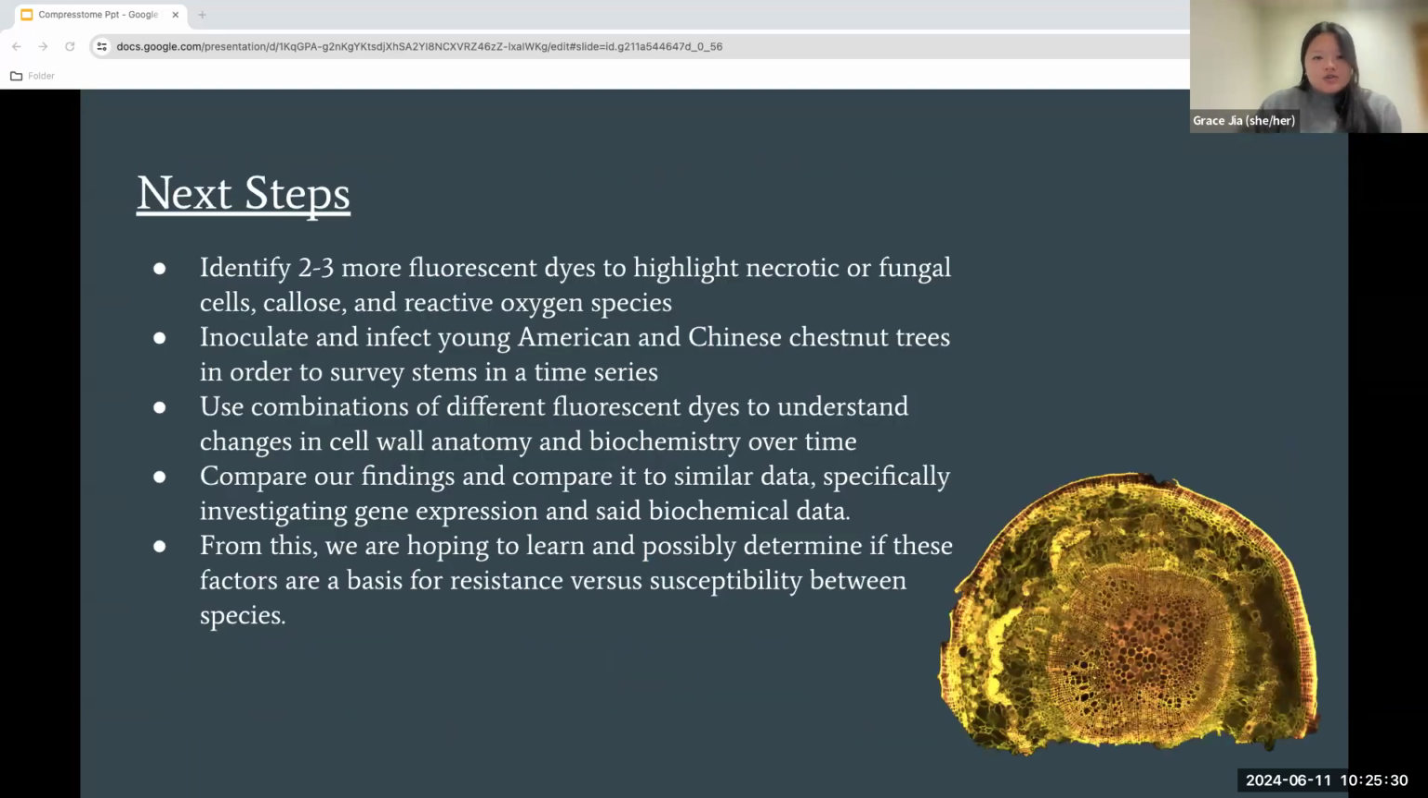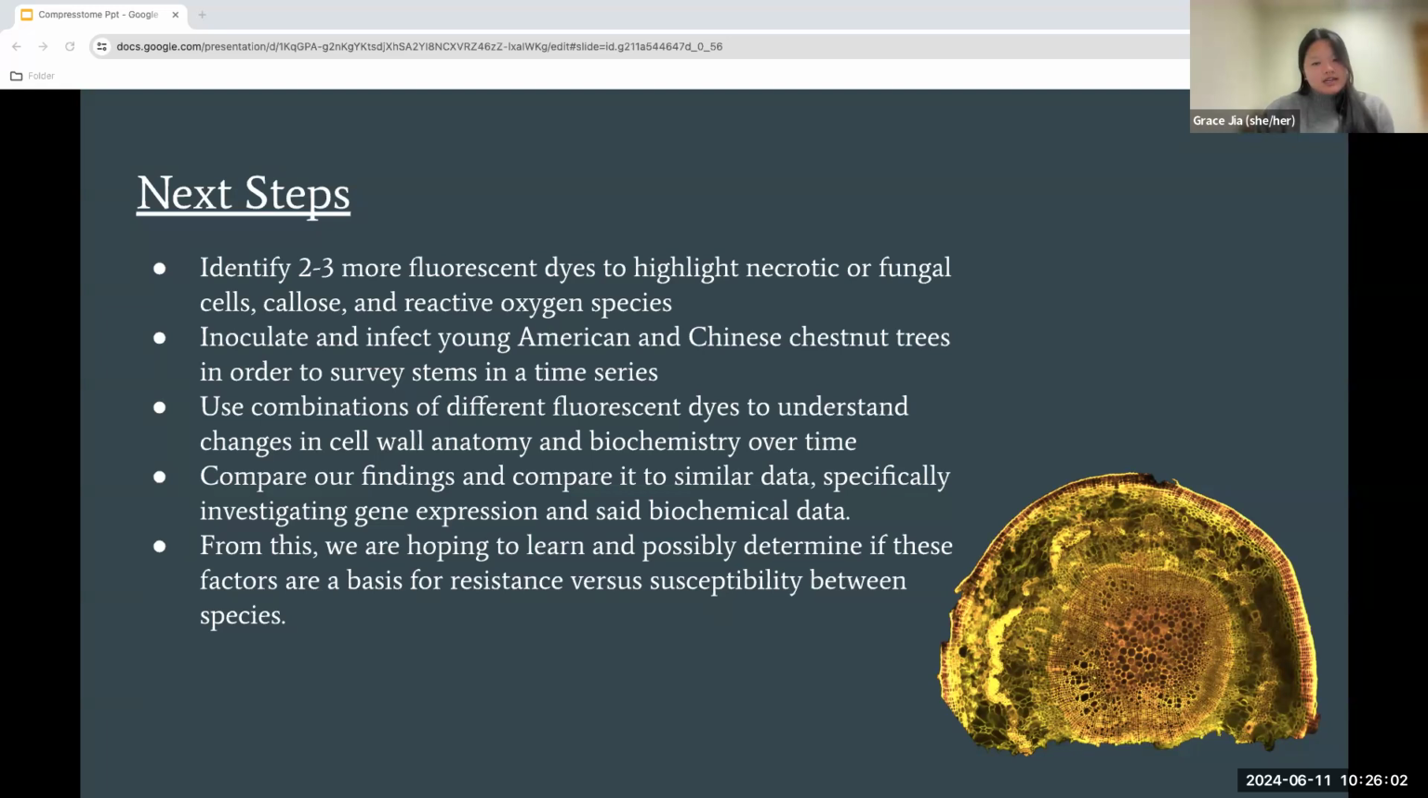So as for next steps for the project, we are continuing to develop our protocol by identifying 2 or 3 more fluorescent dyes to highlight necrotic or fungal cells, callose and reactive oxygen species. We are also going to move forward with inoculating and infecting young American and Chinese chestnut trees in order to survey stems in a time series, as I mentioned before. We will use the combinations of different fluorescent dyes, as I just showed you, to understand the changes in cell wall anatomy and biochemistry over time.